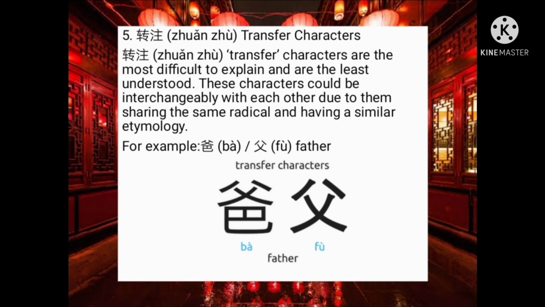5. Zhuanzhu, transfer characters. Zhuanzhu transfer characters are the most difficult to explain and are the least understood. These characters could be used interchangeably with each other due to sharing the same radical and having a similar etymology.